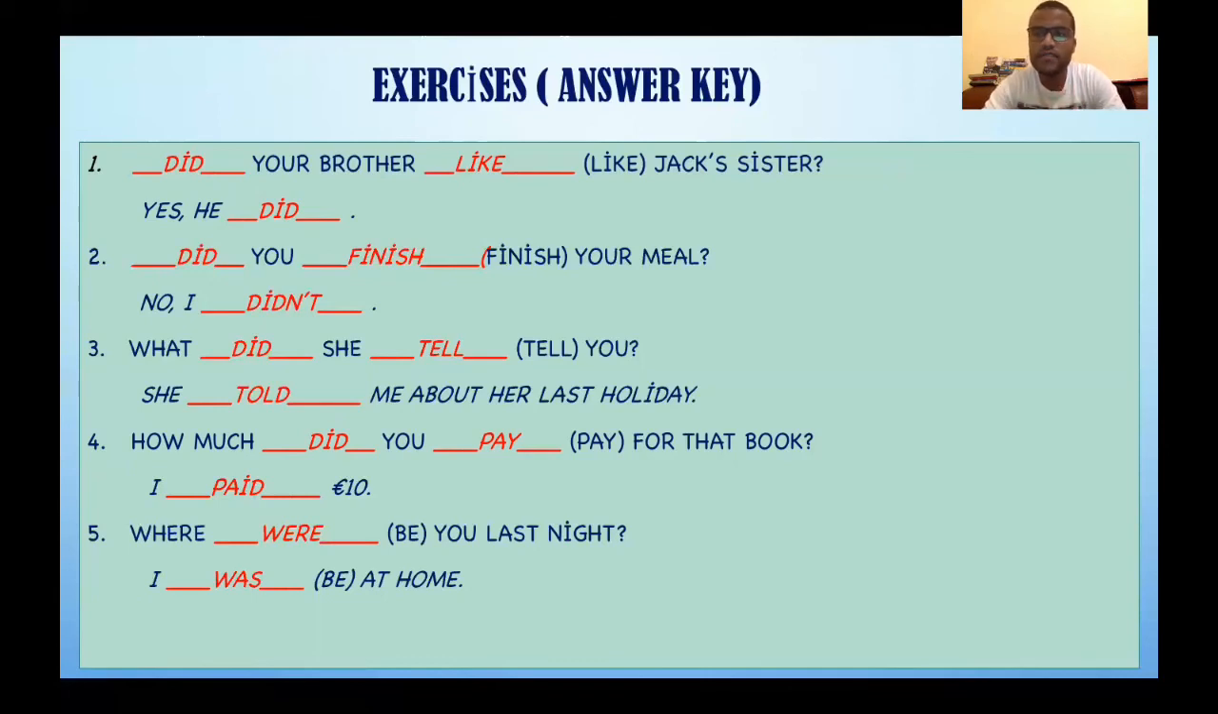When we have negative form, we put didn't plus the verb in infinitive. I didn't play yesterday, we didn't play yesterday, etc. But when we have question form, we put did plus the subject plus the verb in infinitive plus a question mark. Did you finish your meal? Did you study hard yesterday? Did you do your homework last week, etc. So this is what I wanted to explain in this video. Then I will give you what you have to write in your copybook.